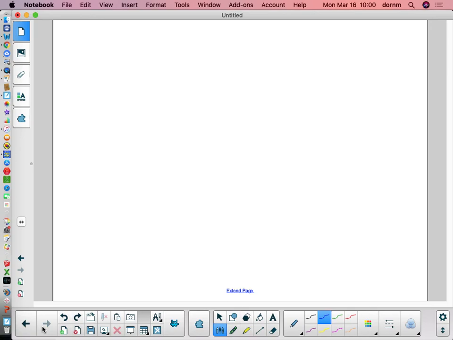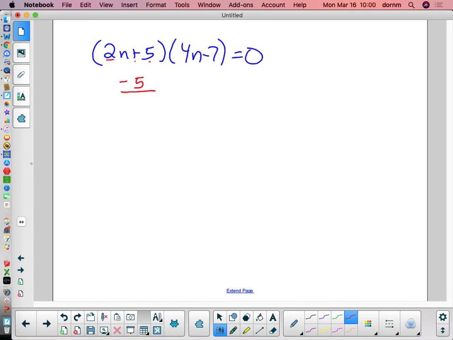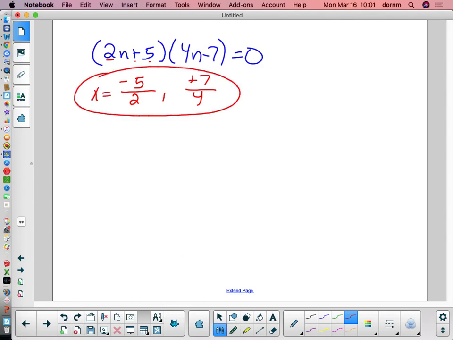Sometimes the problems for solving are pretty easy when it says solve by factoring. Some of the problems in the worksheet are fairly straightforward. They're already factored for you. 2n plus 5 times 4n minus 7 equals 0. There's nothing left to factor there. It's already factored. They just want us to solve it. How do we solve that? Again, we could do mini problems, or I could just take the opposite of this, negative 5, divided by this, and the opposite of negative 7 is positive 7 over 4. Those are my solutions.